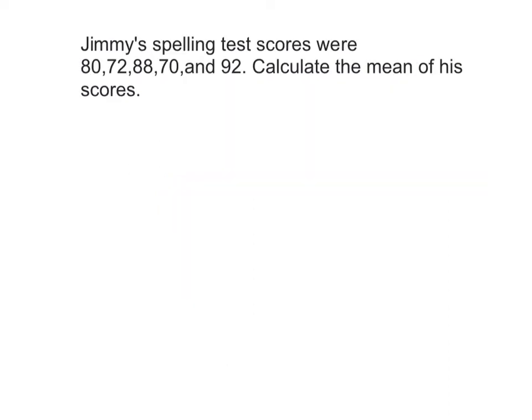Let's try this one. You can read it, pause your video, and then restart to check your answer. Welcome back from pausing the video. Step number 1 would be to add up Jimmy's spelling scores. So 80 plus 72 plus 88 plus 70 plus 92. All of that adds up to 402. And we're going to divide that by 5 because he took 5 spelling tests.